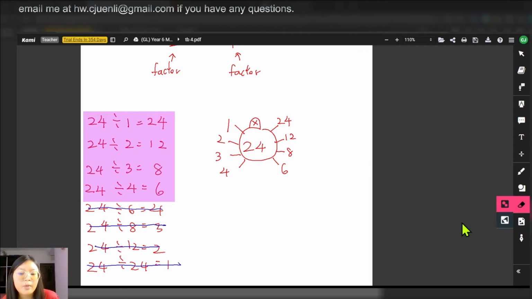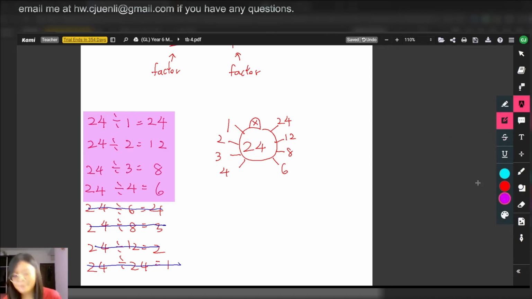So here we have all the factors of 24. It looks like a bug. I actually call it a factor bug myself, right? So one thing you can do is do it like this. It's pretty simple, faster, and you don't have to worry if you miss out any other numbers.